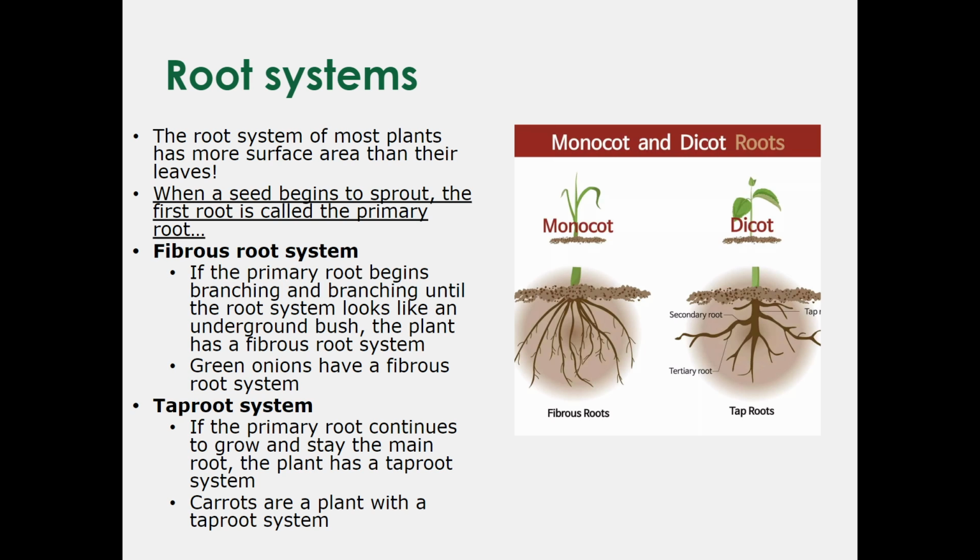We see that these root systems tend to have more surface area than even the leaves of the plant. And when a seed begins to sprout, it's actually the root that is going to form first, not the shoot. And the first root is called the primary root.